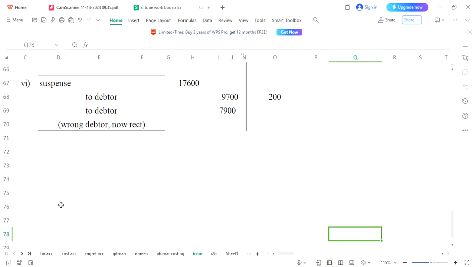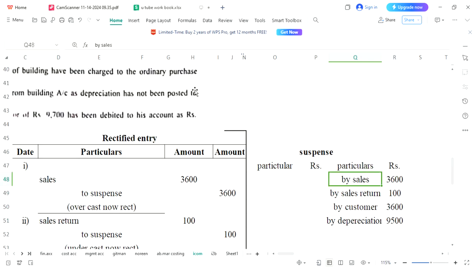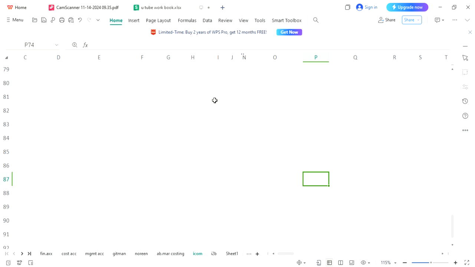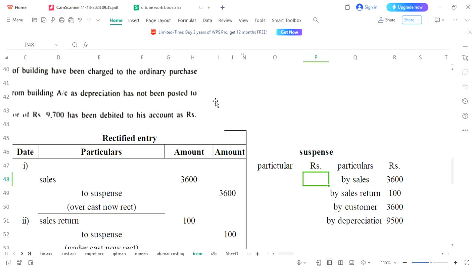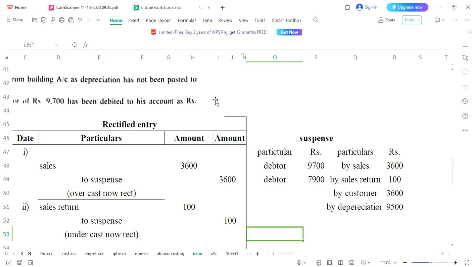After 9500, we have suspense on the debit side, 17,600. Since there are two amounts for the reference, 9779, first we write 97 and then 79, and for both references it is the same, debtor and debtor. Guys, in this way our entries are completed.